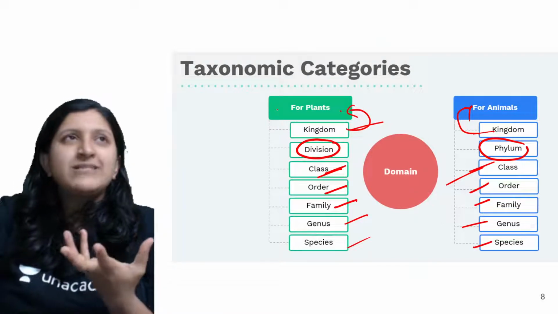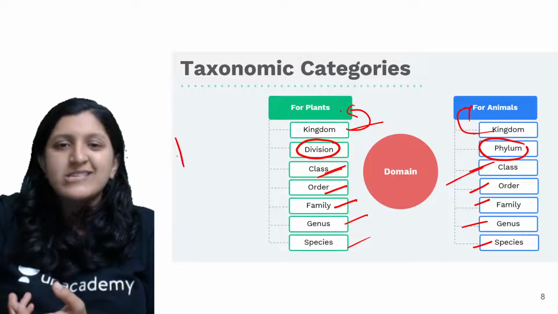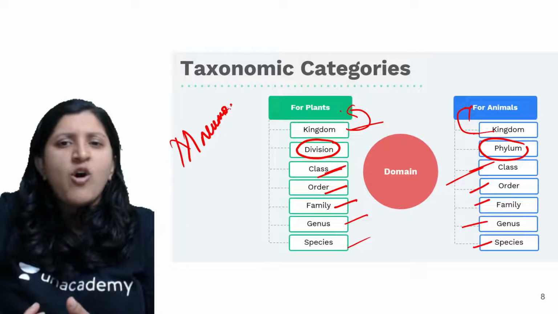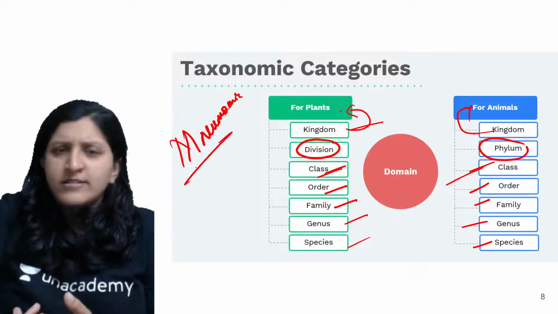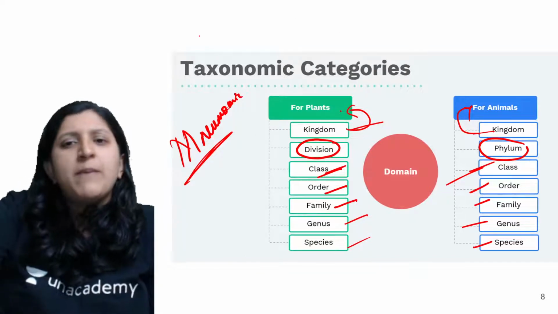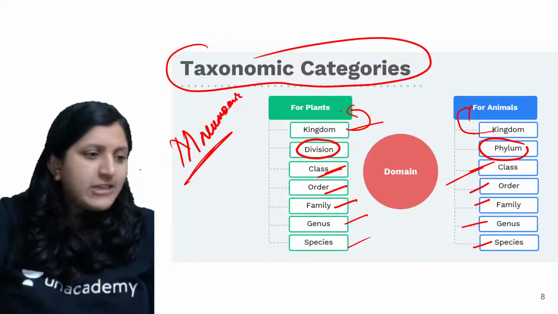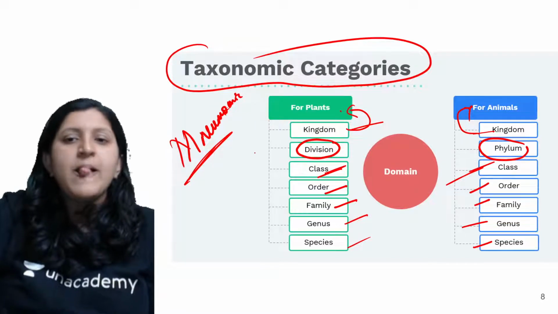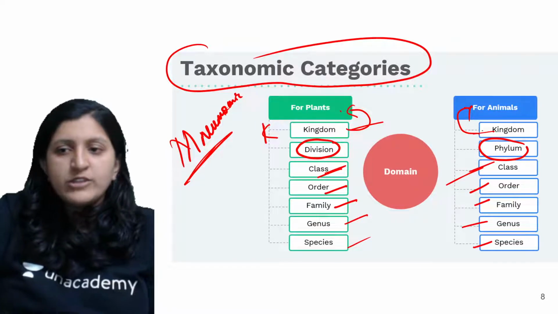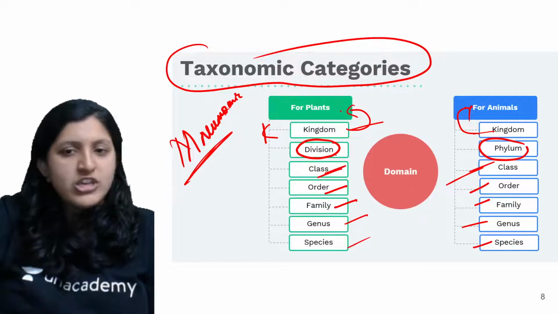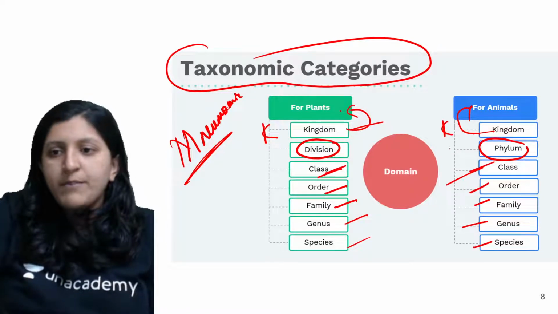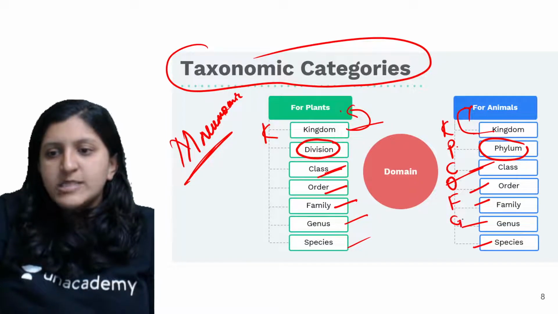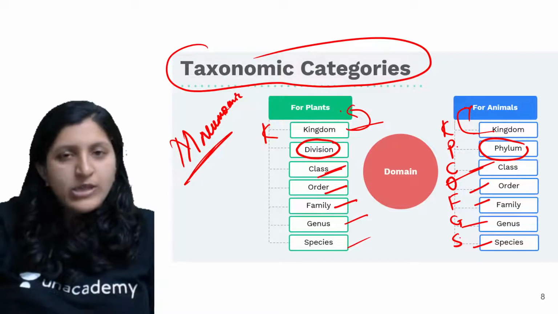Now, one very common mnemonic, which is going around on YouTube and other sites, is used to remember these taxonomic categories. You can start from the kingdom itself, so that is King Philip. Here you can change it to division. King Philip came over from Great Spain. So this is the mnemonic which is available.